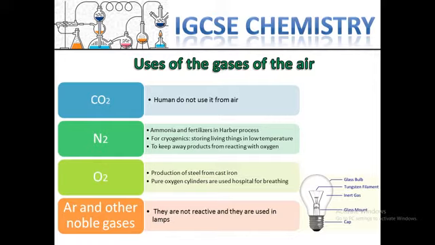But for nitrogen, as I said, nitrogen has the highest concentration of the gases in the air, so it can be taken from the air and used for producing ammonia and fertilizer in the Haber process. Those fertilizers and ammonia can be used for farming, for encouraging plants to grow and helping the plants.